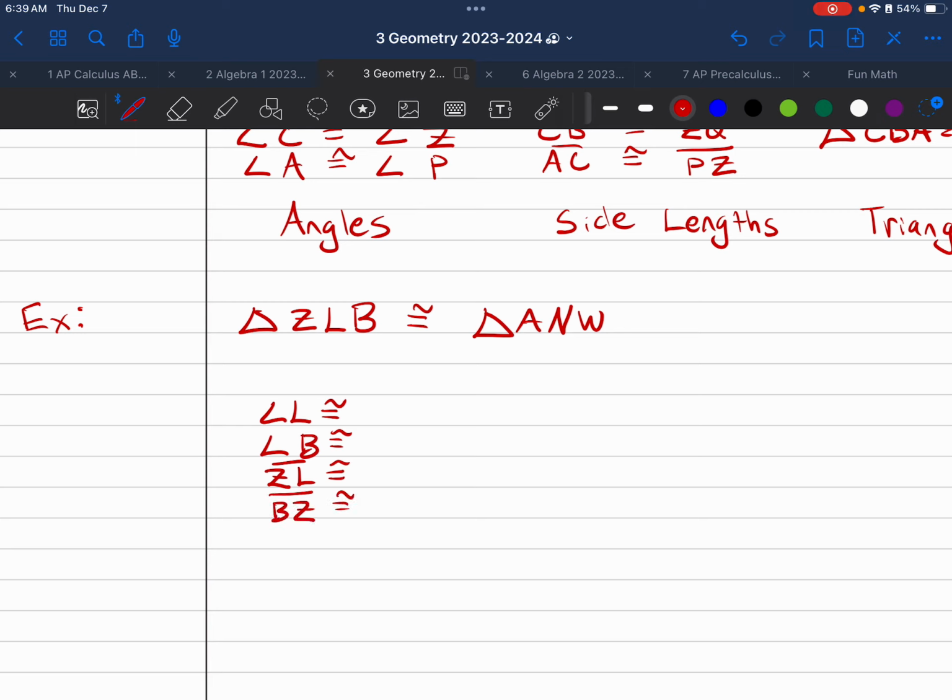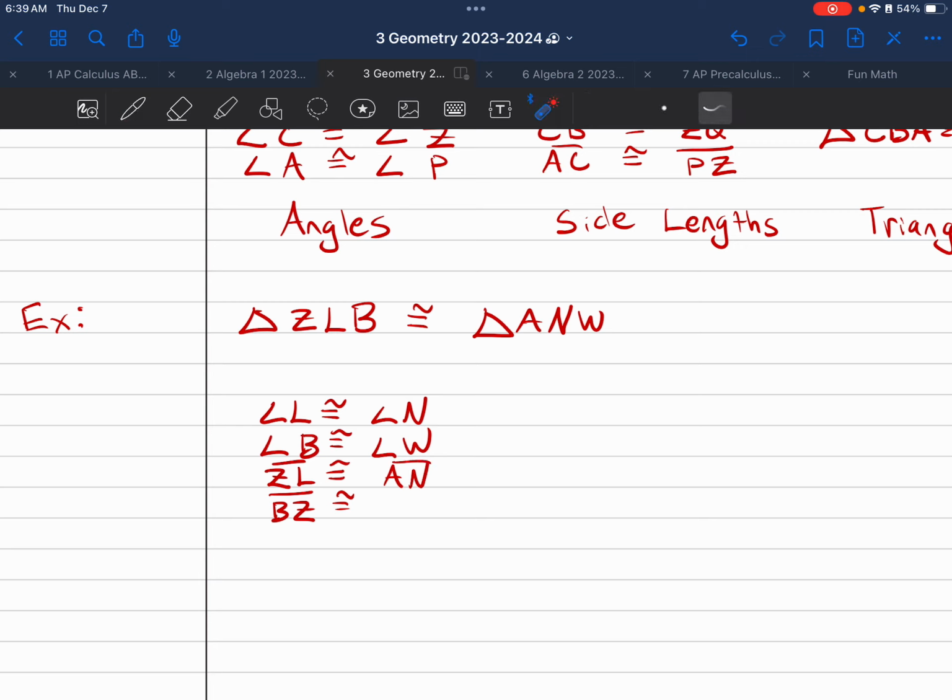You can do this all because everything has to be in the correct order. So you've paused the video. All right, now you've unpaused the video, and here are the answers. L is in the middle, N is in the middle, so L must be N. So angle N. B was on the right, W was on the right, so the answer here is angle W. ZL went first and second, so the side length will be first and second, AN. This will be side length AN.